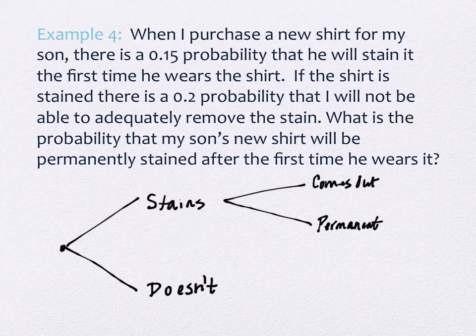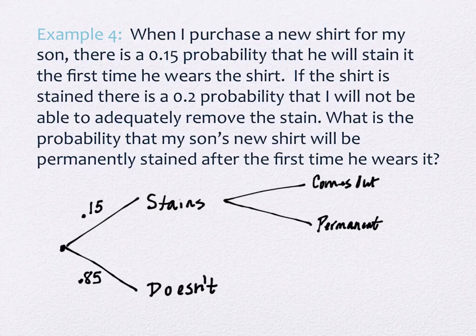So what is the probability that he stains it the first time he wears it? Yeah, 0.15, right? So this is also an example of one I've used decimals with. So what's the probability that he doesn't stain it? 0.85, and you're using the fact that those have to add up to 1, right? That's important because it didn't say that in the problem.